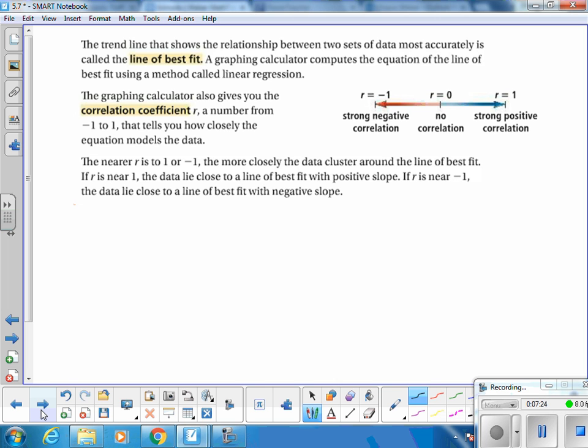The trend line that shows the relationship between two sets of data most accurately is called the line of best fit. So that line I'm drawing is called the line of best fit. A graphing calculator computes the equation of the line by using this line of best fit. And it also uses a method called linear regression. The graphing calculator also gives you the correlation coefficient, which is represented by R.